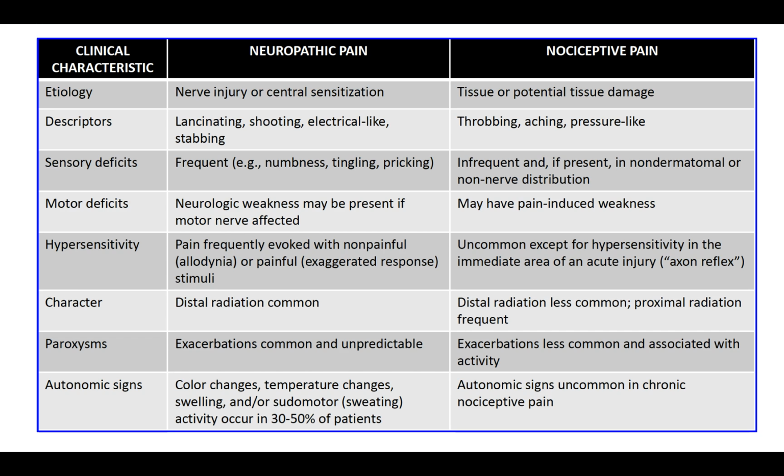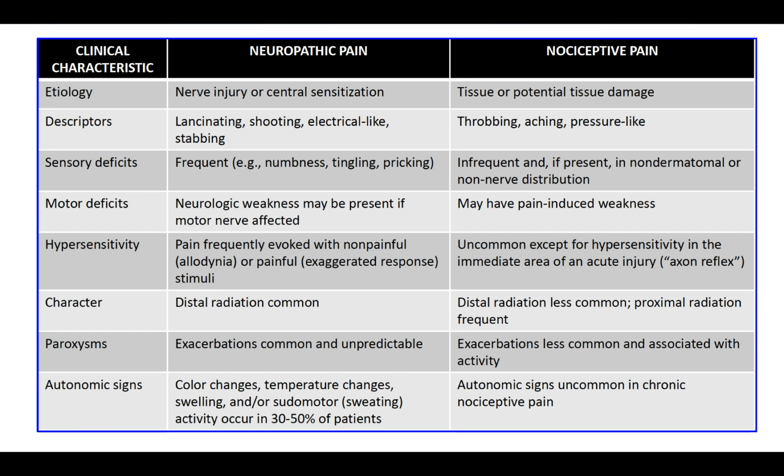Hypersensitivity for neuropathic pain: the pain's frequently evoked with non-painful allodynia or painful exaggerated response stimuli. So that's getting into that sensitization. And then nociceptive pain: uncommon except for the hypersensitivity in the immediate area of an acute injury. So basically, if you stub your toe and then someone touches it or stomps on it, then it hurts again. But that pathway hasn't become efficient. It should heal in a little bit. That's nociceptive. Distal radiation is common in neuropathic pain, so you could have some radiation of that pain, and then distal radiation is less common in nociceptive. Proximal radiation is more frequent, so kind of in that surrounding receptive field area for nociceptive pain.